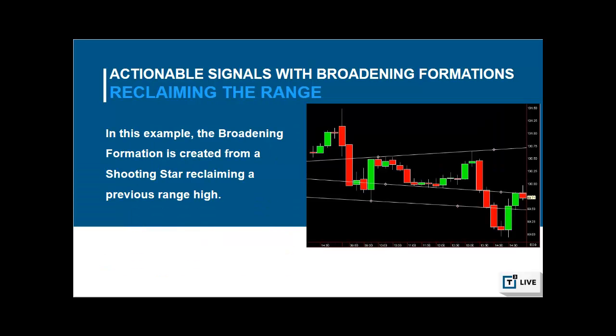All right. So we got here, once again. In this example, the broadening formation is created from a shooting star reclaiming a previous range. So how can we identify that? Well, we can look at here. First of all, you've got an outside bar here, right? And there's a fractal triangle in itself. But in here, we're just going to see the slight higher high, the slight lower low. We go to the higher high and take out this previous range. Then we get the shooting star. At that point, if this price discovery is being rejected, we get the shooting star that then takes out this here, expands this range, 1, 2, 3, 4, right? And has an outside bar back here, a fractal triangle, that also came back in to expand that range. Boom.